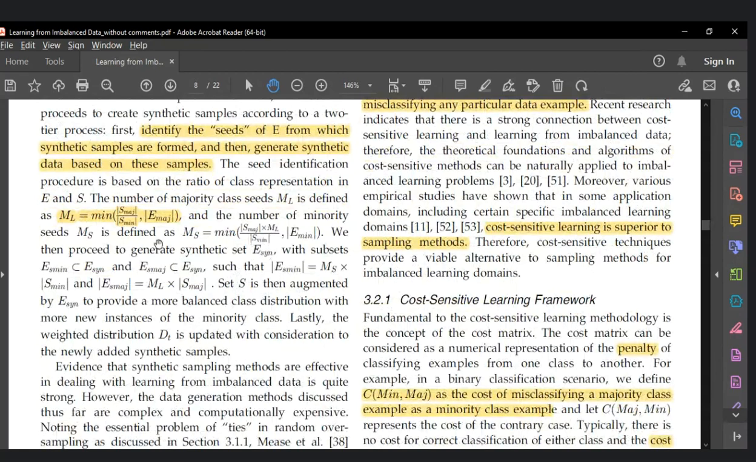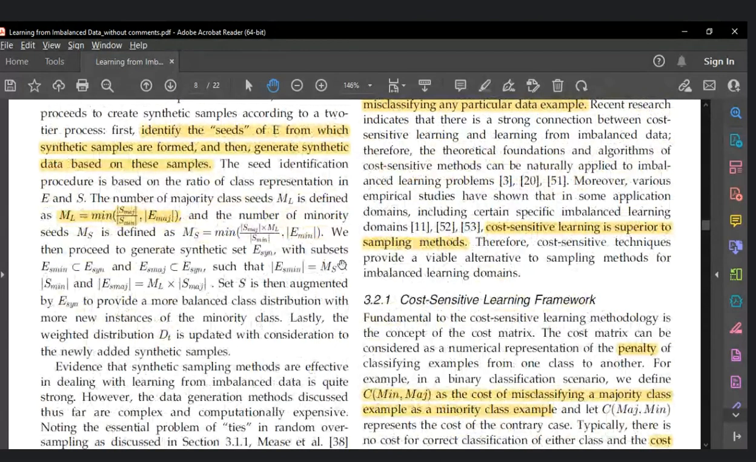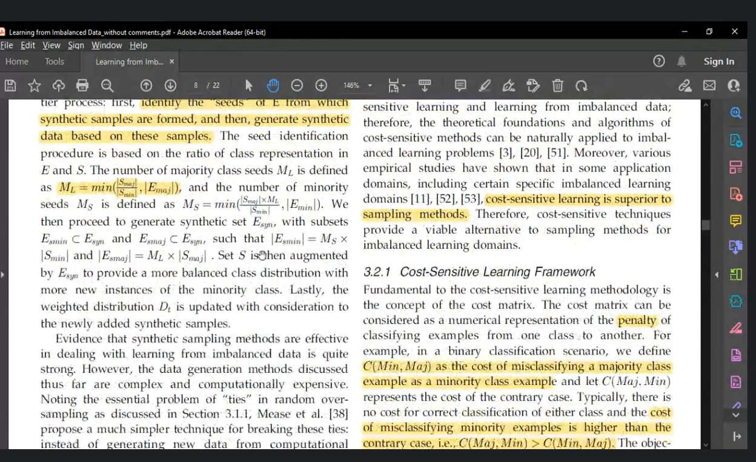Then there's another step right after that. This is the second step. Once we identify the seed, we proceed to generate the synthetic set. Anything that is a minority class belonging to the synthetic set is essentially saying the same thing as this, but in this case they belong to the synthetic set. How do we calculate these? This is calculated by taking the minority class seed and multiplying it by S-min. The same goes for the majority class, just the same calculation.